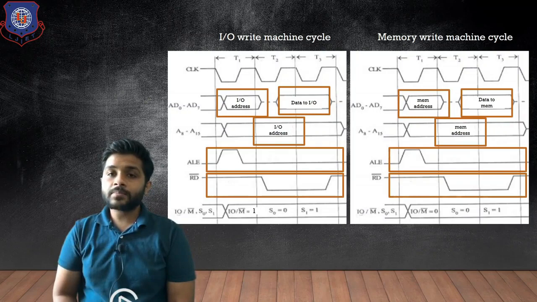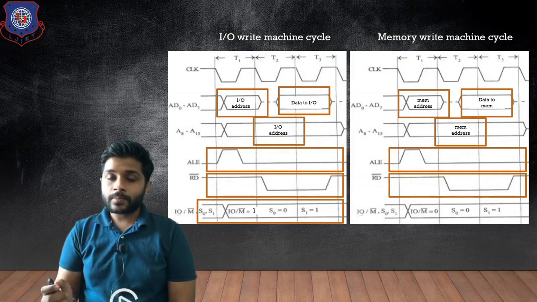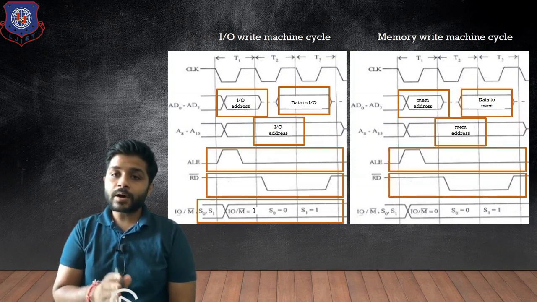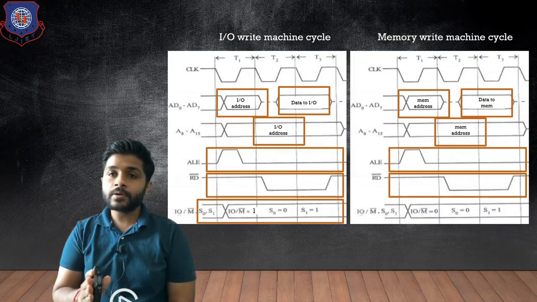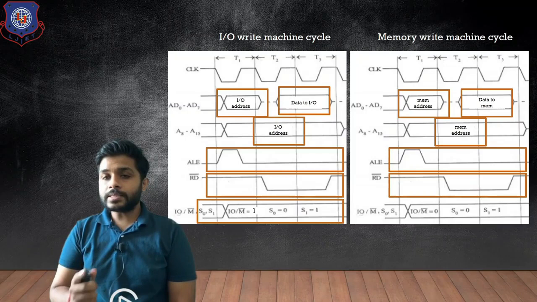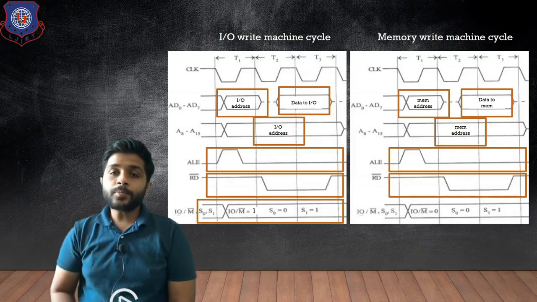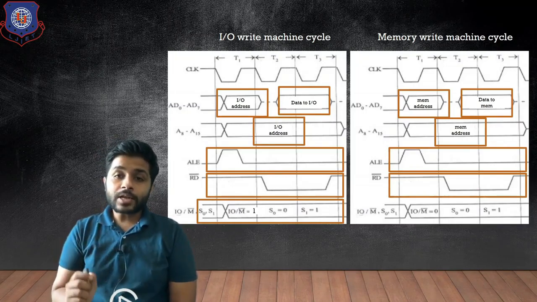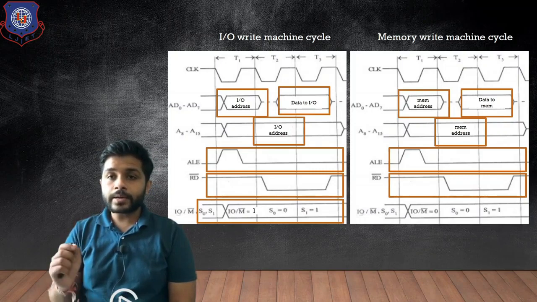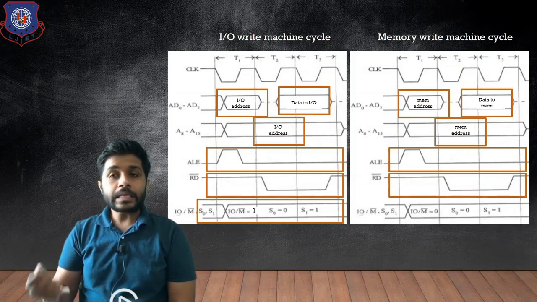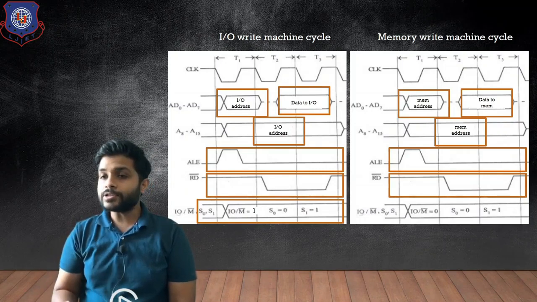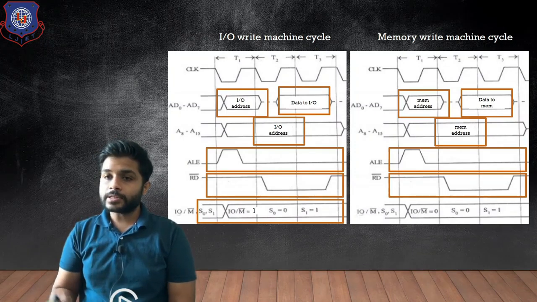Both timing diagram has ALE at the same position, both timing diagram has read bar control signal, and both timing diagram has IO/M bar S0 and S1. But the value of the IO/M bar S0 and S1 will be different for both. You can see that in the input output write machine cycle the IO/M bar is 1 and S0 and S1 is 0 1. In the memory write machine cycle the IO/M bar is 0 and S0 and S1 is 0 1.